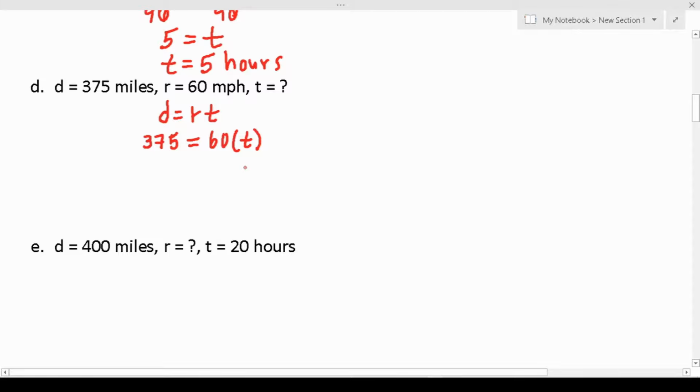Again, we want to get T by itself, that is, we want to solve for T. So we're going to divide both sides by 60 as our next step.